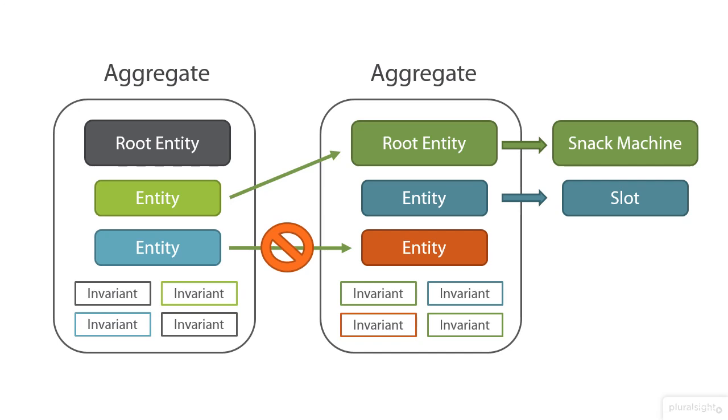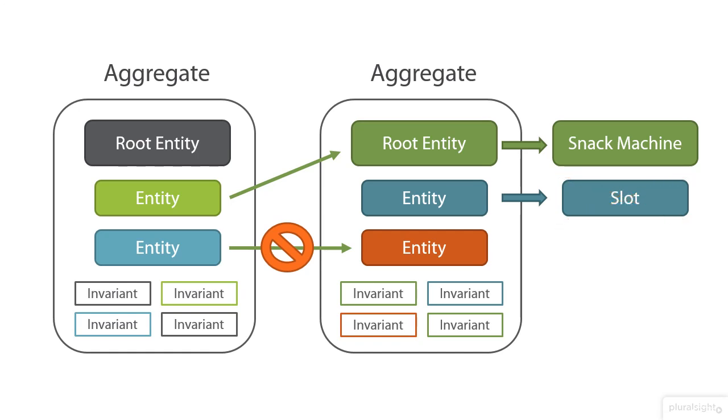So in our case, if a client code is about to get information about some slot from the database, it should get the corresponding snack machine instance first, and only after that retrieve the required slot using the root entity. However, try to avoid exposing the internal entities at all, if possible. You will see this practice in a minute. We will hide the slot entity from the outside world completely.